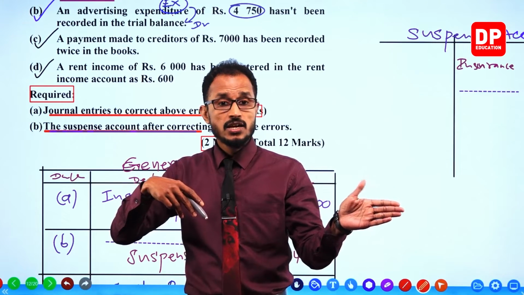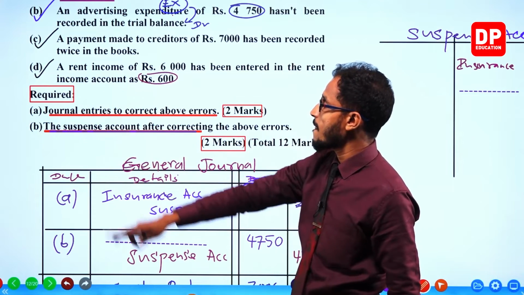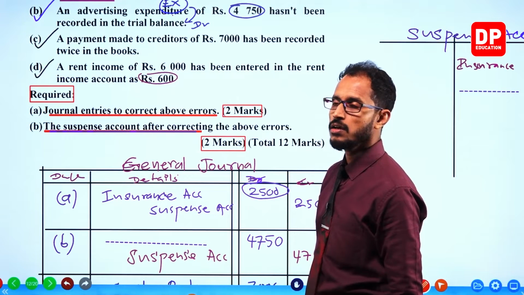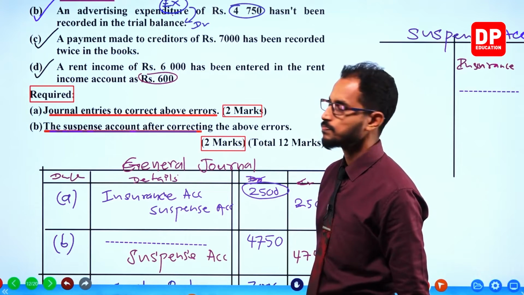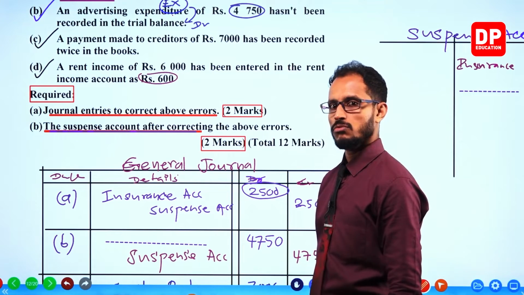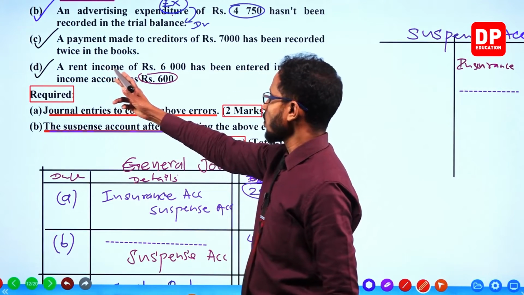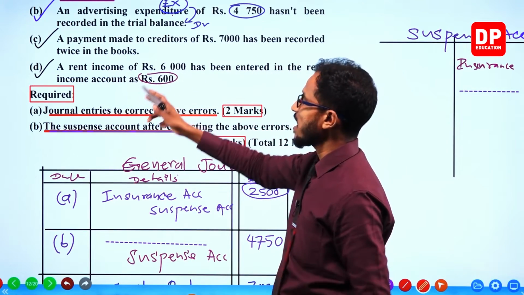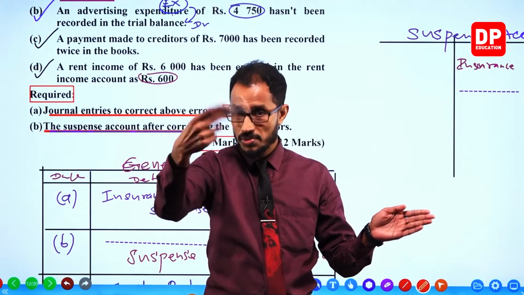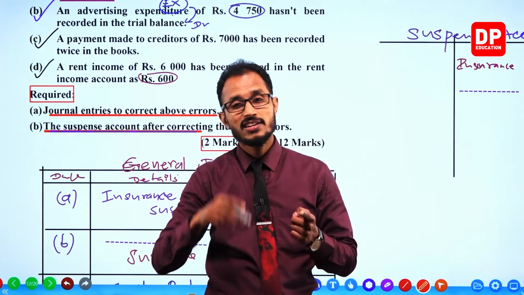In the credit side, not 6,000, 600 is recorded. That means there is a shortage of 5,400 in the credit side. A full 5,400 should be recorded in the credit side. Only in the credit side is that shortage there, so it affects the trial balance, which means when we correct this error, one entry should go to the suspense account.